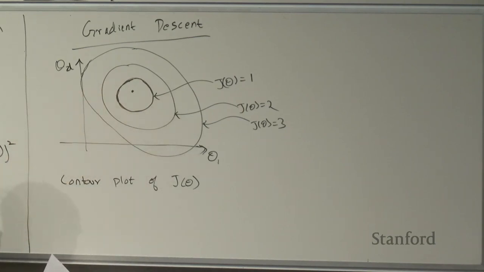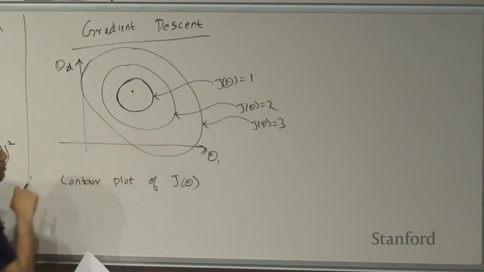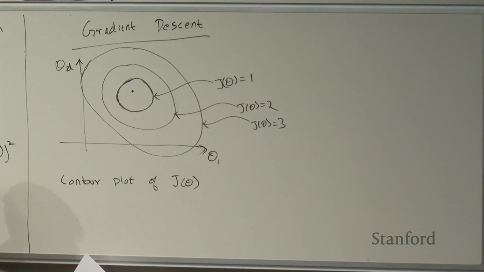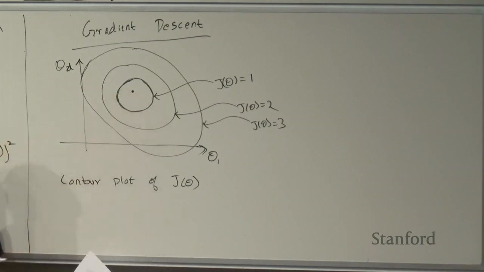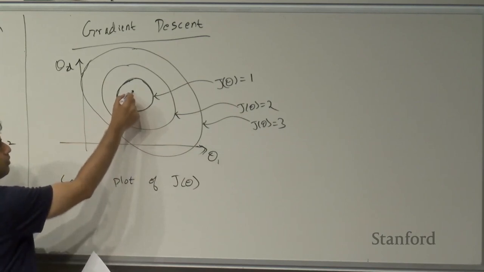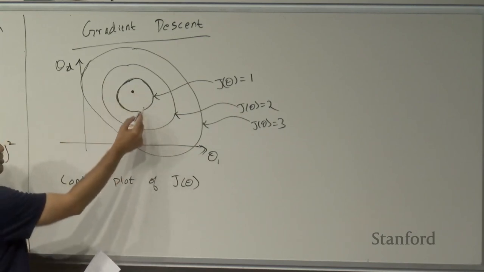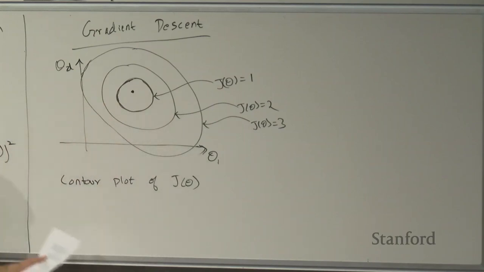Now, a few things that you can observe: what can we say about the shape of J of theta here? Yeah, it's like a bowl shape where it is minimized at this value. And as you move farther away in the parameter space from this value, the cost function evaluates to larger values. Is this clear? Yes, question.